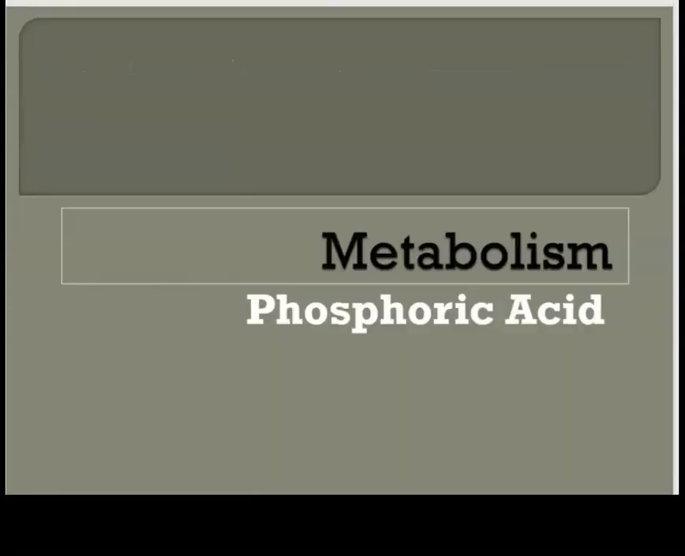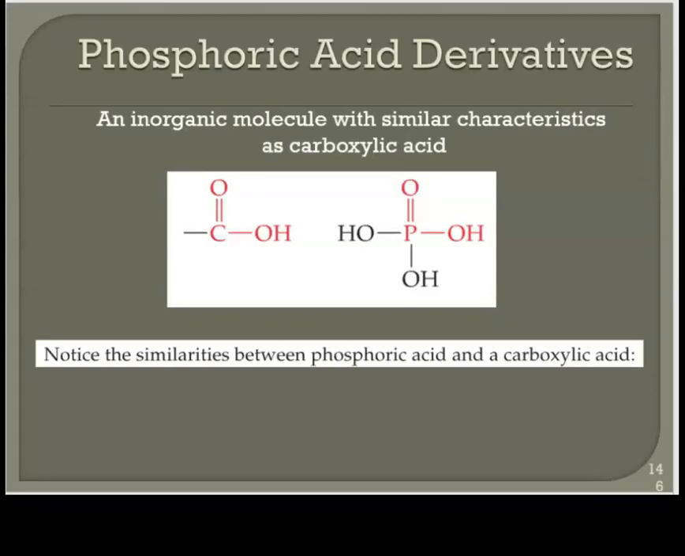So that concludes our discussion on amides. We're going to talk about phosphoric acids now, another derivative of a carboxylic acid. And you'll notice that there's a big similarity between carboxylic acids and phosphoric acids. The difference, obviously, is that we have additional hydroxide groups coming off of there.